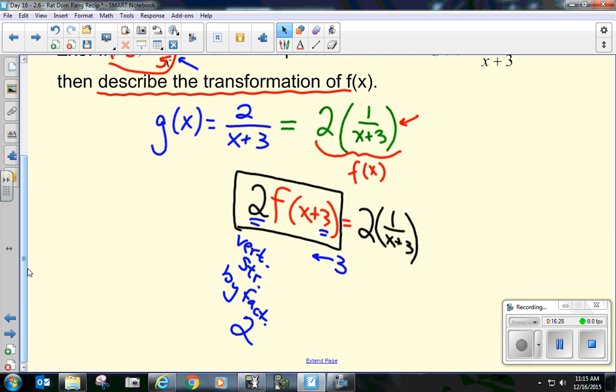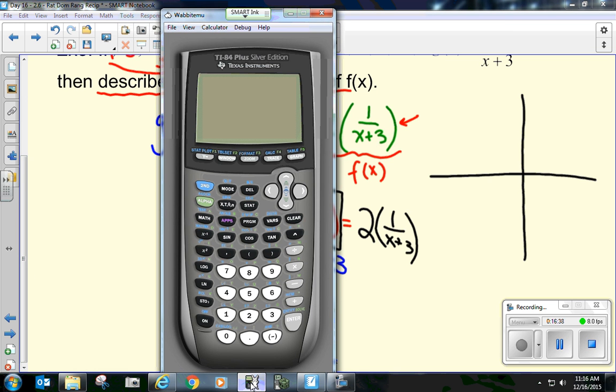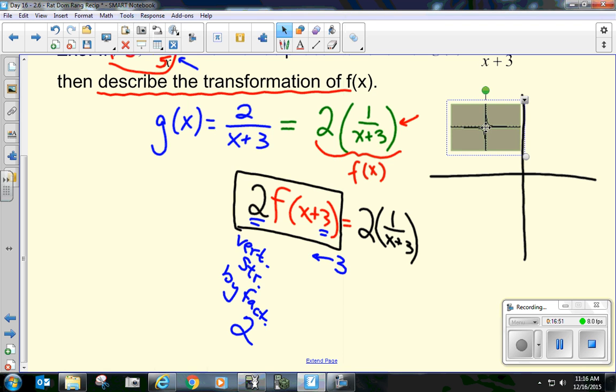So, we can actually check this. The graph. You know what? Oh, you can do it right in the calculator. Let's graph. Clear. Let's graph our reciprocal function right here. That's what it looks like. Okay? That's what it looks like. Our reciprocal function.